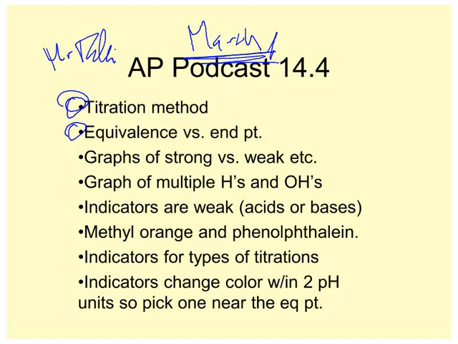Equivalence point versus end point, graphs of strong versus weak, graphs of multiple H's and OH's. Indicators are weak acids or bases, and methyl orange and phenolphthalein: methyl orange is what we're going to use for acid, and phenolphthalein is what we're going to use if our pH is in a base. Indicators for types of titrations, which are these two, and indicators change color within two pH units, so pick one near the equivalence point for that. So let's hop right into that.